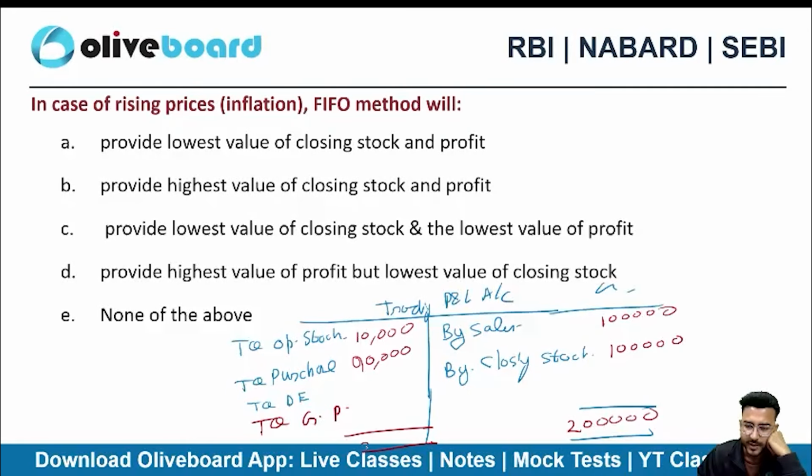What is the total of my debit side? I'll just copy paste this total here. And less opening stock minus purchases. So my gross profit will be 1 lakh here, which is balancing figure. Right?